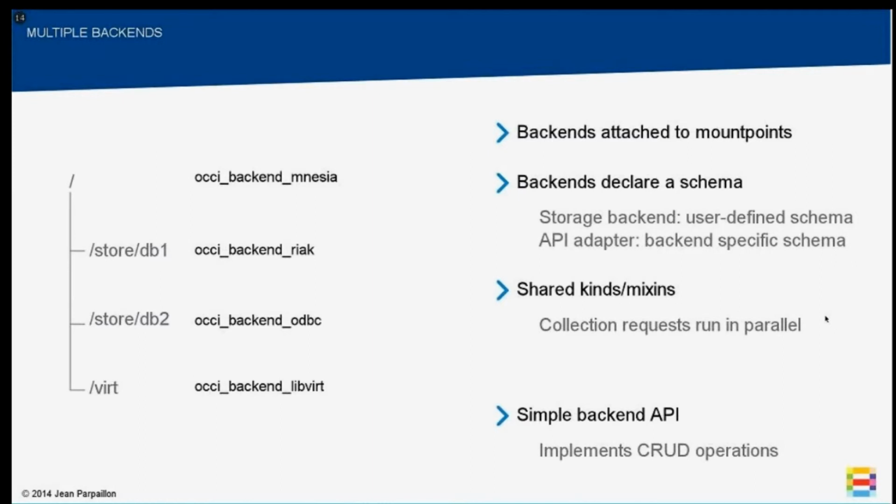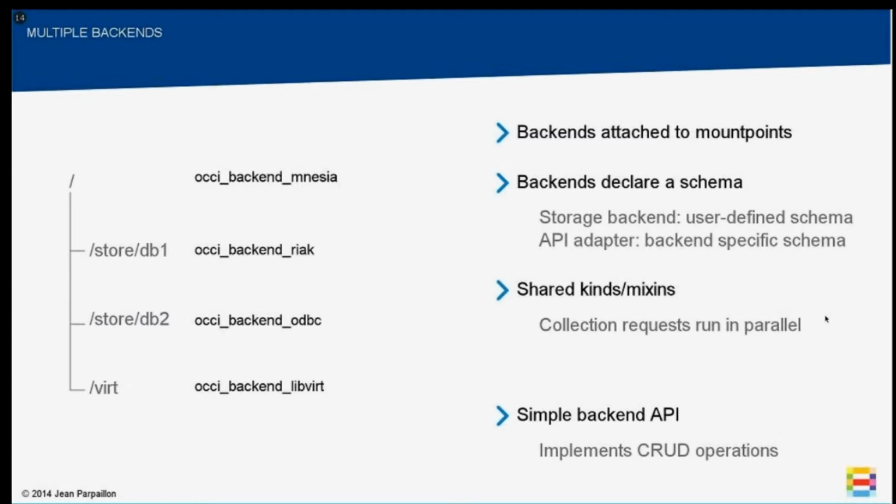We have multiple backends, so we can store the data in different kinds of databases or interact with existing APIs. The backends are attached to mount points in the server, like a file system. So you can have different backends running in parallel in erOCCI. The backends declare a schema to erOCCI. So it means that you can handle any kind of mixin in a backend. And if kinds or mixins are handled by several backends, the requests run in parallel in erOCCI.